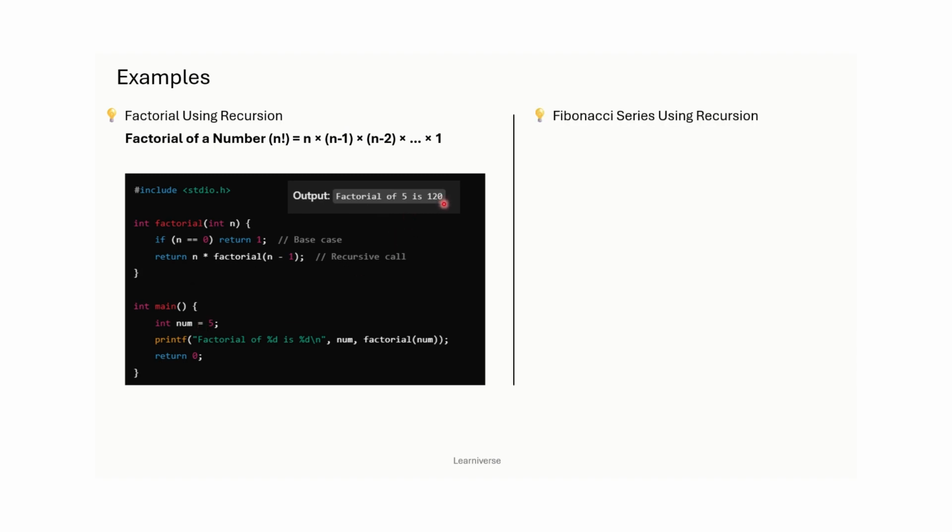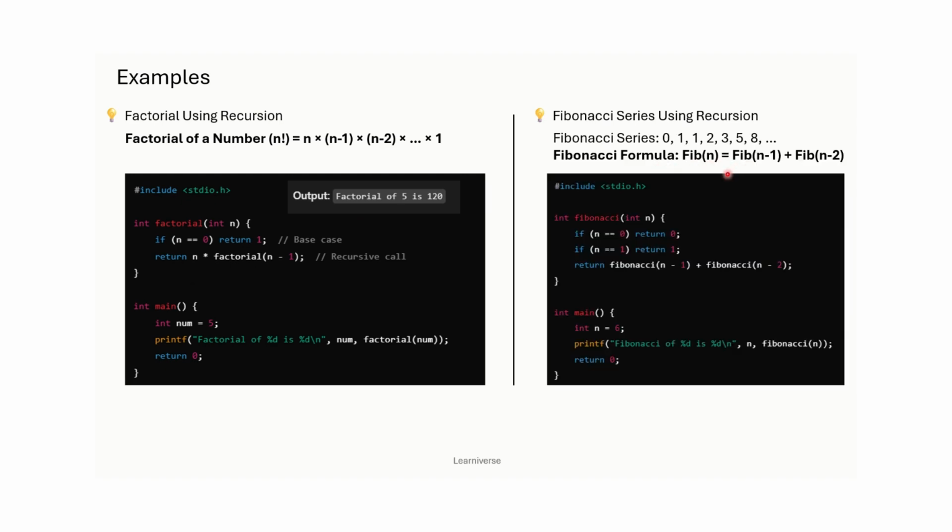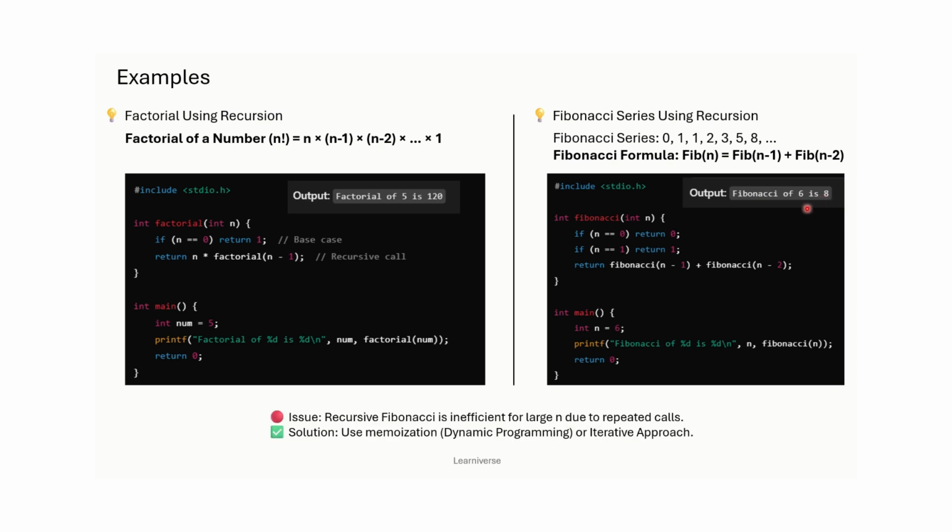Similarly, another example would be Fibonacci series using recursion. So this is the formula, and this is the code. So based on the formula, we are calling the same function again and again, and then we are returning it back. So Fibonacci of 6 is 8, and the main issue is that this is inefficient for large n due to repeated calls, and in order to avoid that, we can use dynamic programming or an iterative approach.